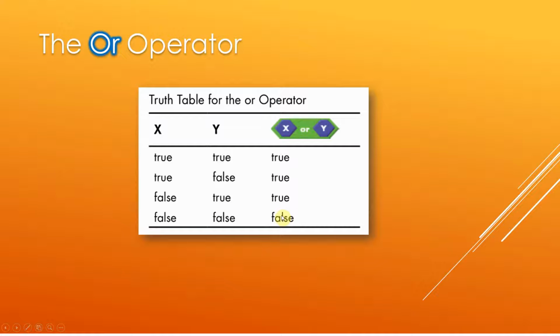So you can see the OR operator is very different to the AND operator, because you get a true for every combination where at least one of your input values is true. You will only get a false if both values are false.